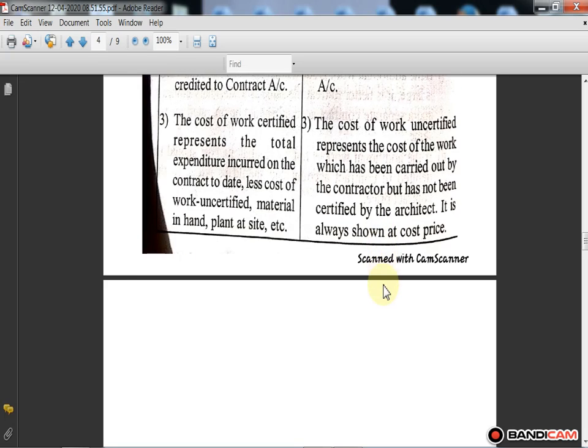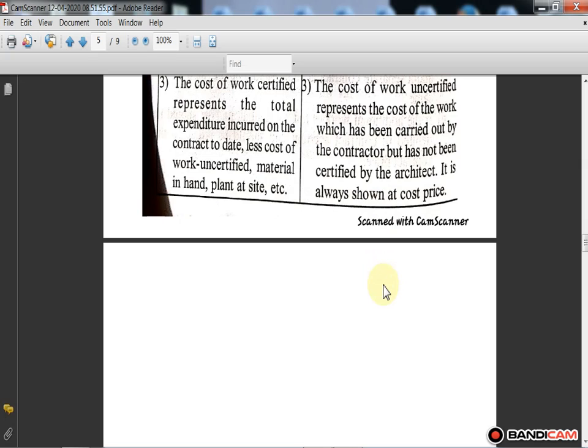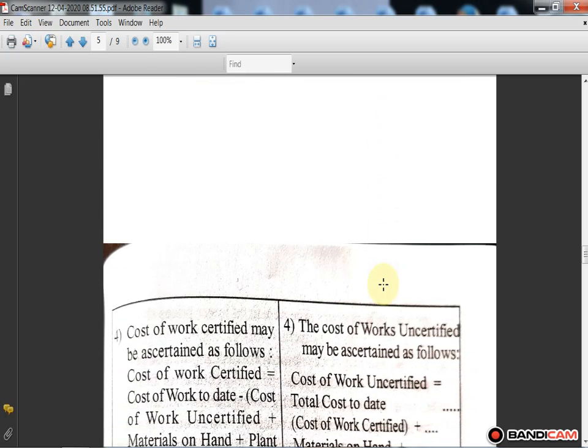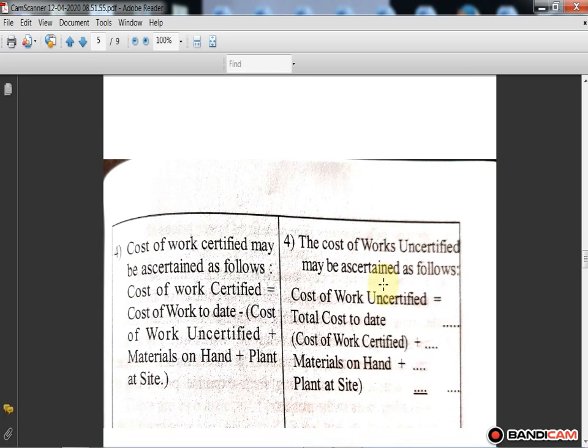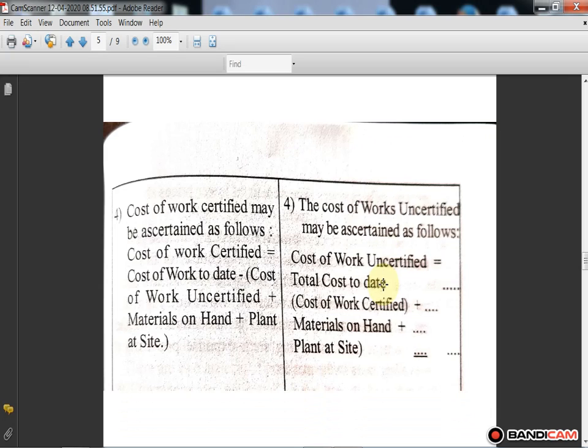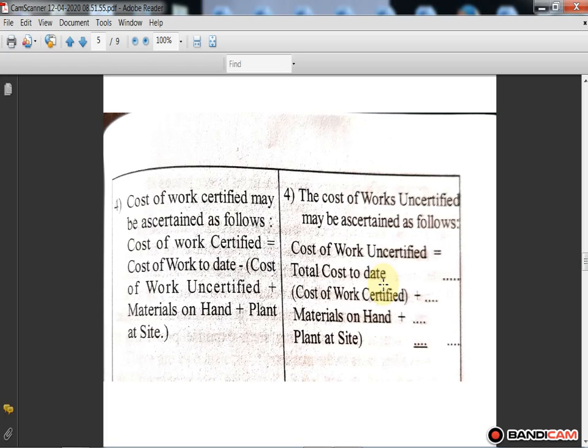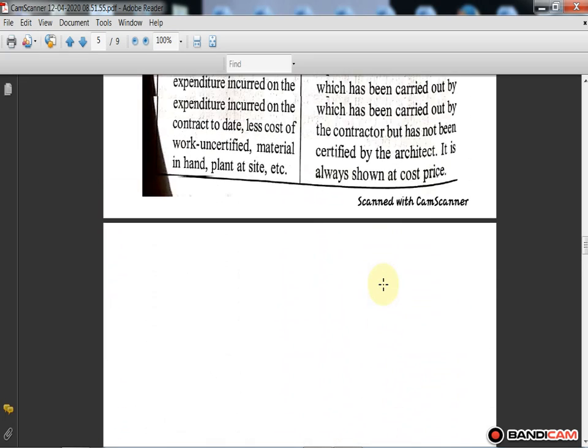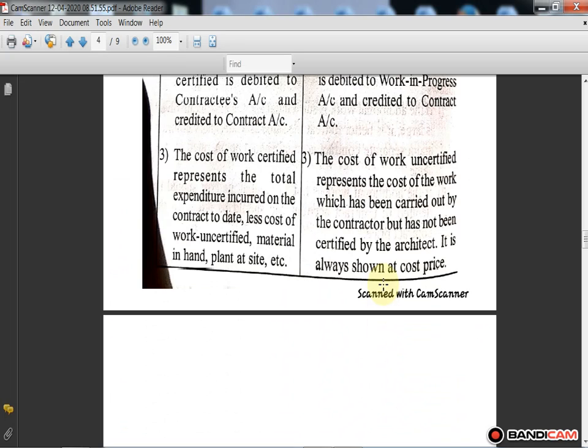So remember this: work certified represents and work uncertified represents. And the fourth point, cost of work certified may be computed as cost of work certified is equal to cost of work to date minus cost of work uncertified plus material on hand plus plant at site. Here we understand the work certified represents expenditure incurred.